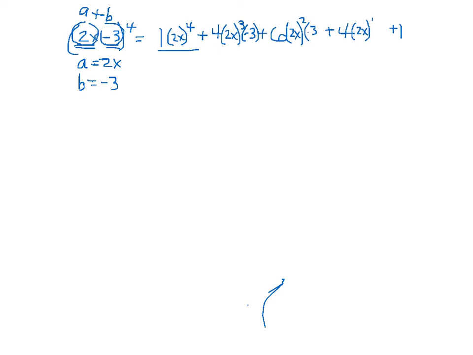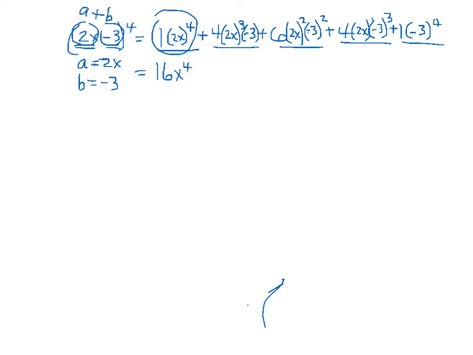Then we'll get the negative 3 to the second power. Then we'll get the negative 3 to the third power. Then we'll get the negative 3 to the fourth power. And there is our complete answer, but it does have to be worked out. This first term, you get 2 to the fourth, 16, x to the fourth. Here we're going to get plus 4 and negative 3 is a negative 12, and the 2x to the third is 8x to the third.